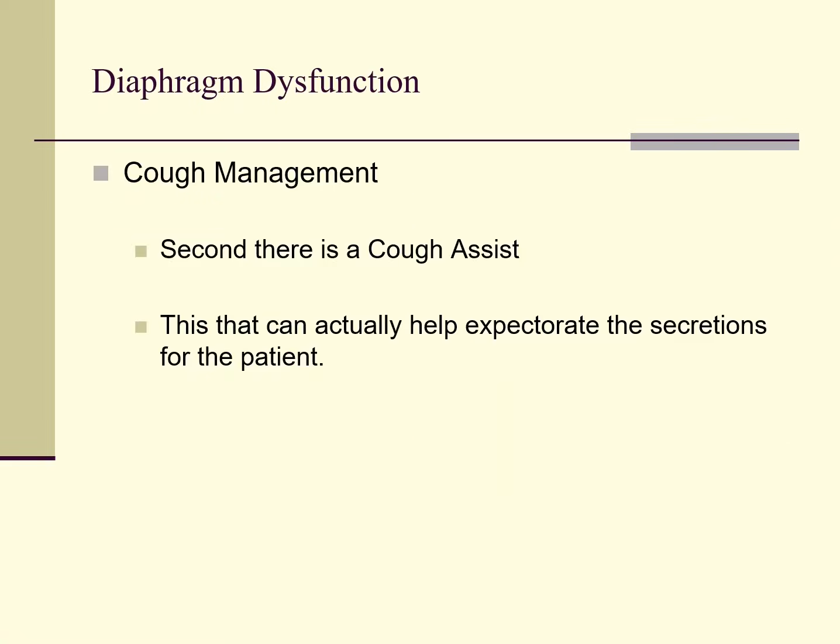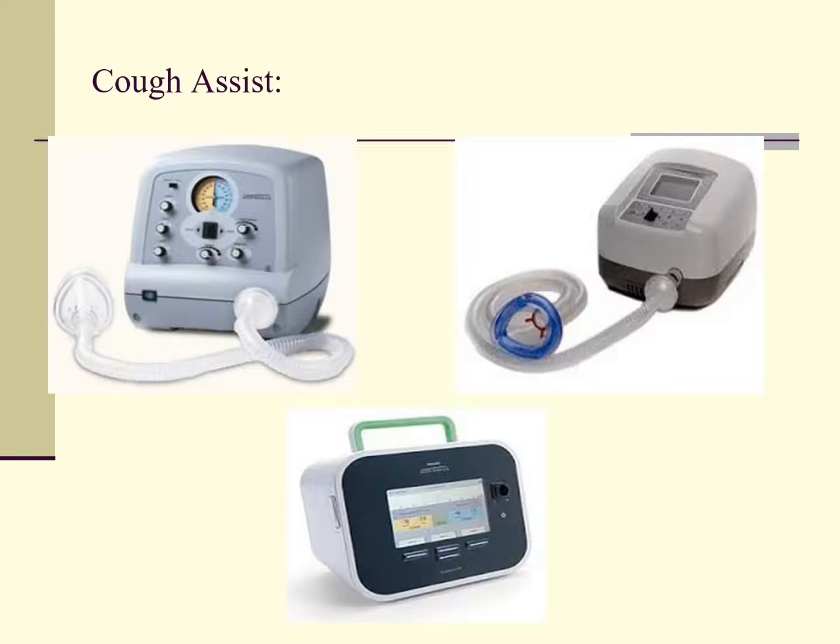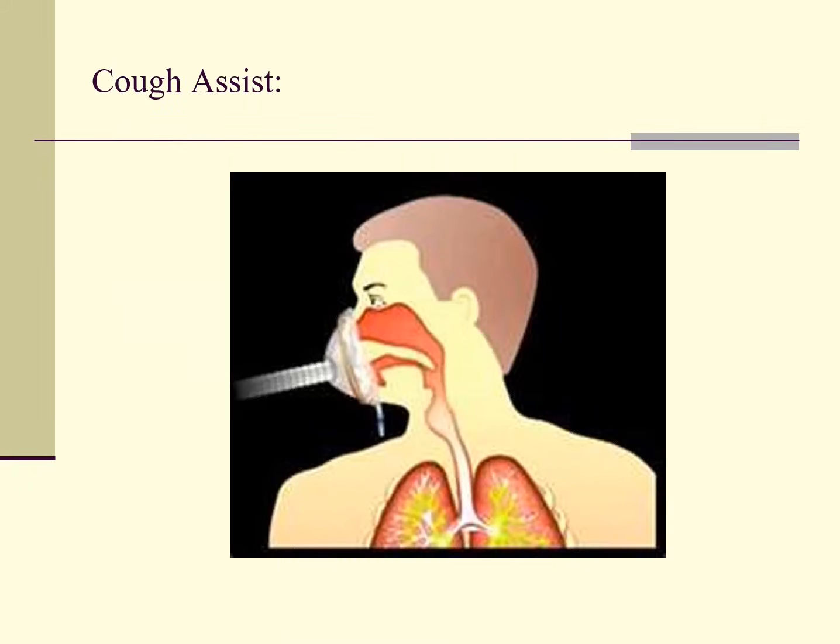The other device is what's known as a cough assist. The cough assist actually helps the patient expectorate the secretions. So the vest helps break down the secretions. The patient still has to cough them up and expectorate them themselves. The cough assist actually helps the patients expectorate the secretions. Let me show you. This is what a cough assist looks like. It's a mask that the patient will hold to their face. It builds up some pressure, and then it gives you a very strong negative pressure that forces you to cough the secretions out.